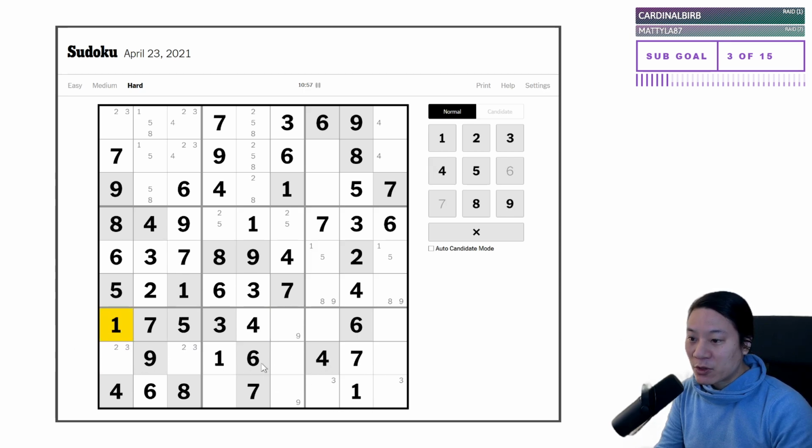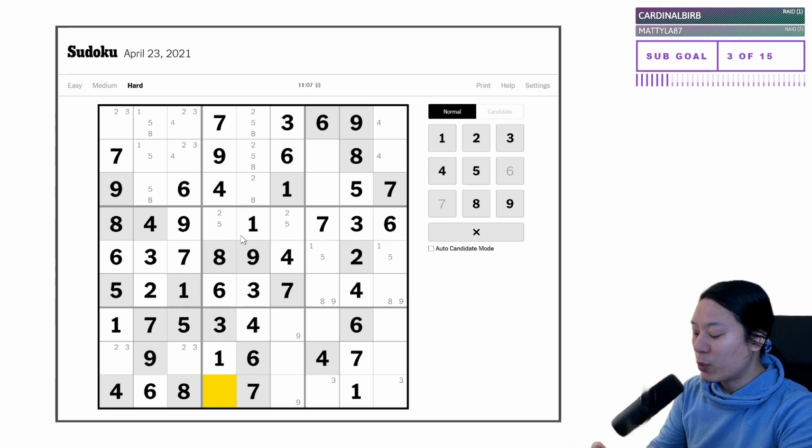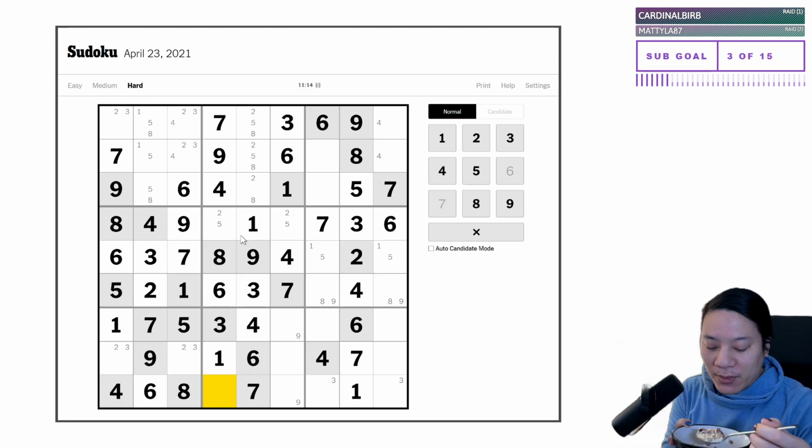And now I've got a pointer pair of 2s as well. Is that useful? Not quite. 2 and 5 down there, so the 5s are locked on the outside. No, it's not much use for that. Let's reward ourselves with some cereal. So if you're watching, now it's time to have a bite of your cereal.